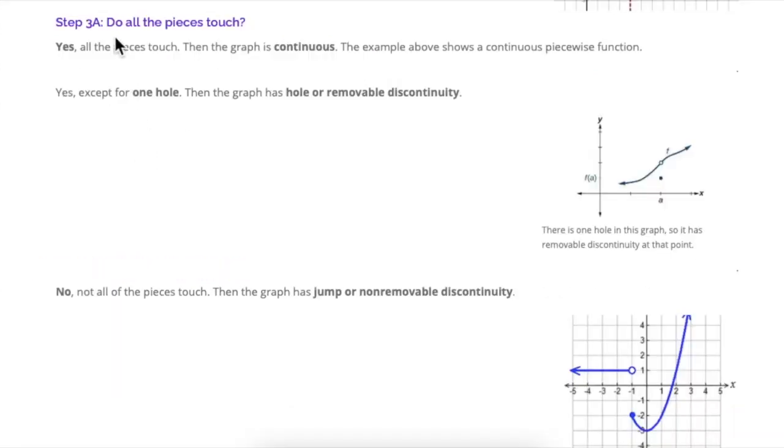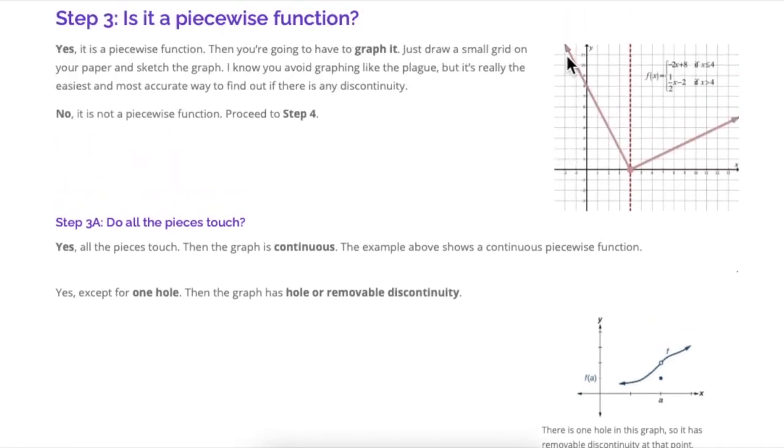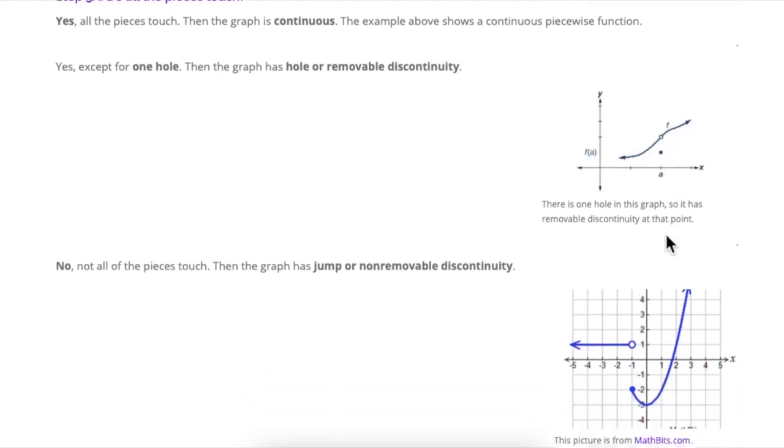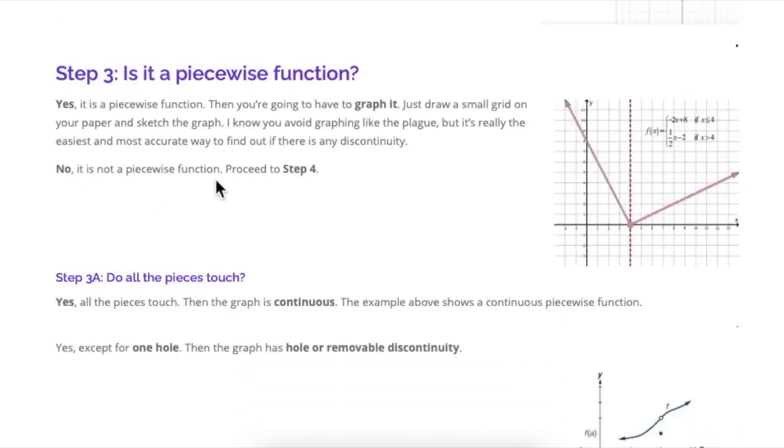For a piecewise function, you need to check if all of the pieces touch. So if yes, all of the pieces touch, like in this one right here, then that means that it's continuous. However, if there's a hole, that means removable discontinuity, and if there's a jump, that means non-removable discontinuity. If it's not a piecewise function, then you can proceed to step 4.